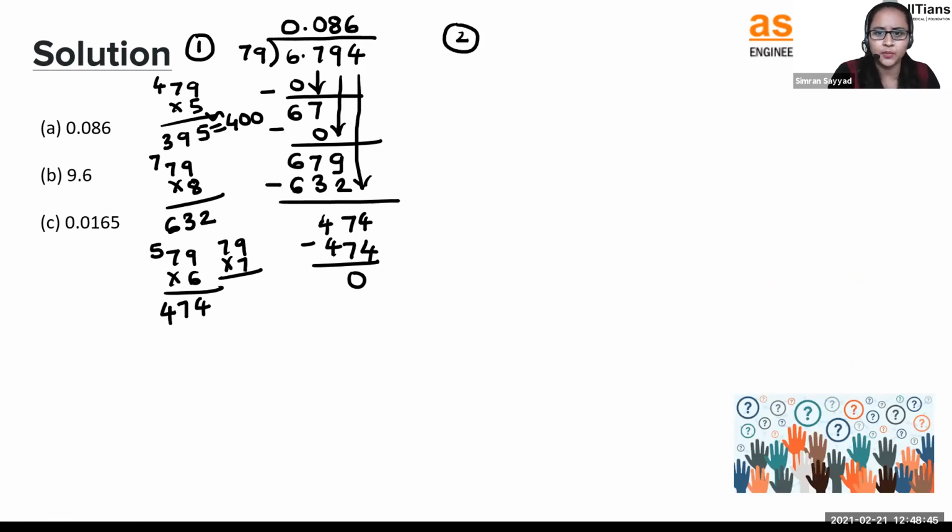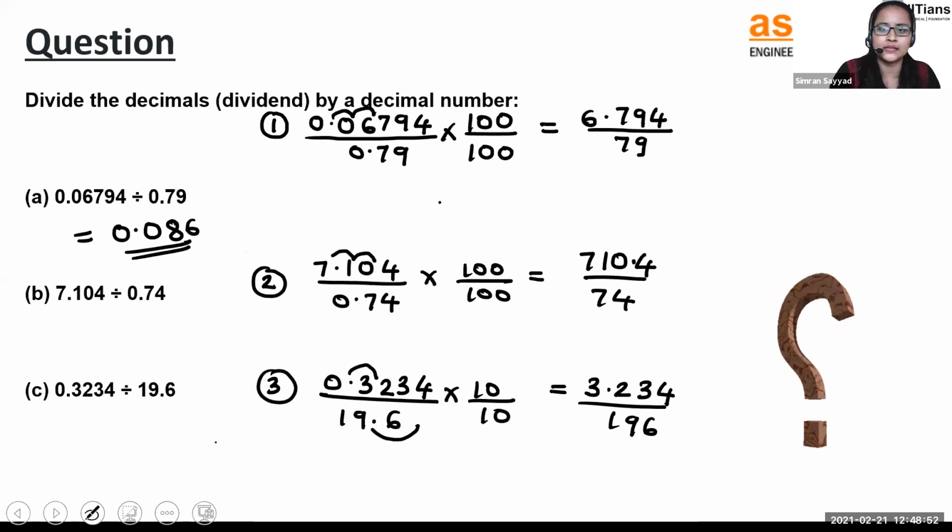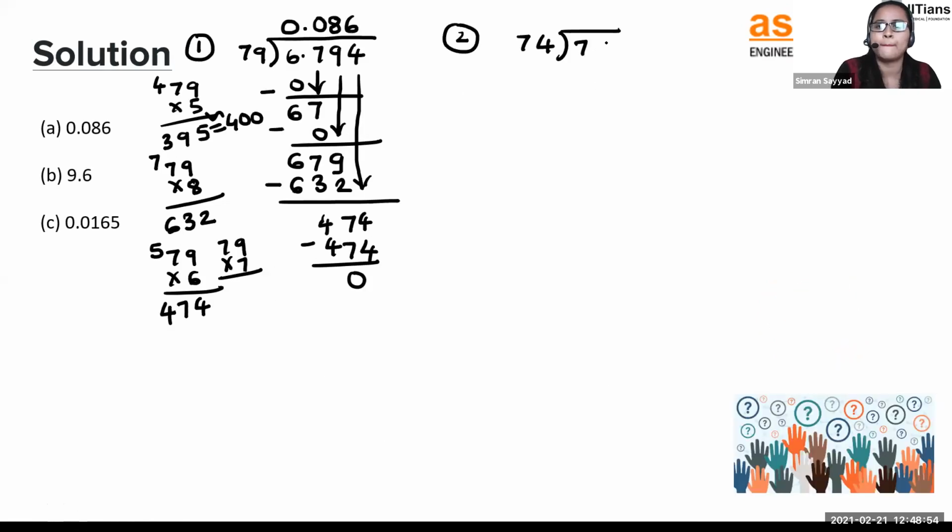Let's go for the second problem. What is my second problem? 74 divided by 710.4. Okay, so first of all, I have to consider the first two terms. Is 71 divisible by 74? No, so I have to consider the 3 digits. If 74 tens are 740, then it can be 9 or it can be 6.